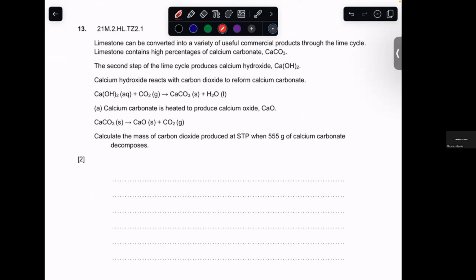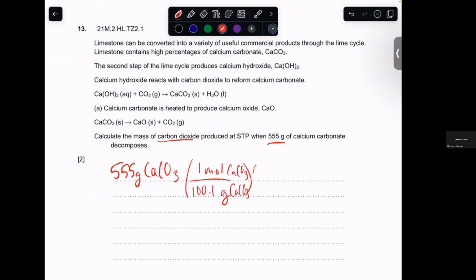So I'm going to start with my given, which is 555 grams of CaCO3, and I'm going to mass of carbon dioxide. So the first thing I'm going to do is use the molar mass, 1 mole CaCO3, and the molar mass of calcium carbonate is 100.1 grams CaCO3. Now that I have moles, I can use 1 mole CaCO3 is equal to 1 mole CO2. Our equation is already balanced, so we don't actually have to do anything to change that.